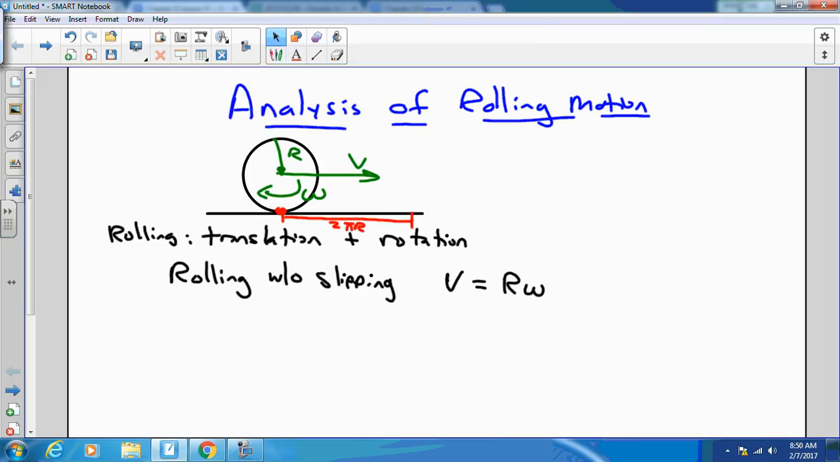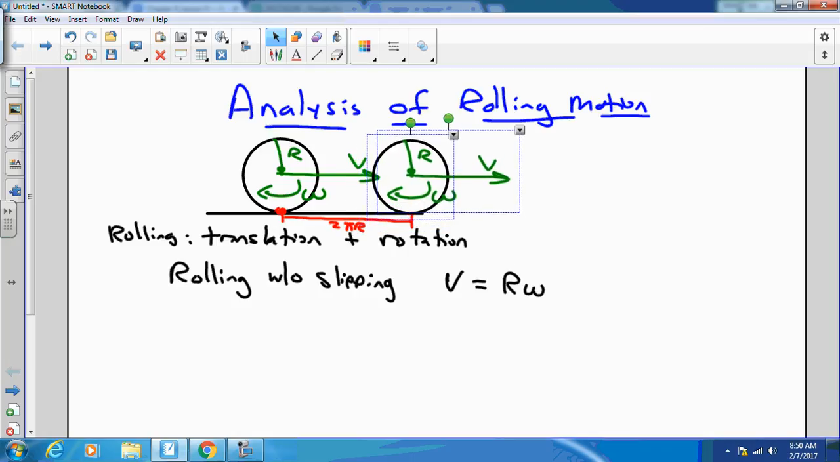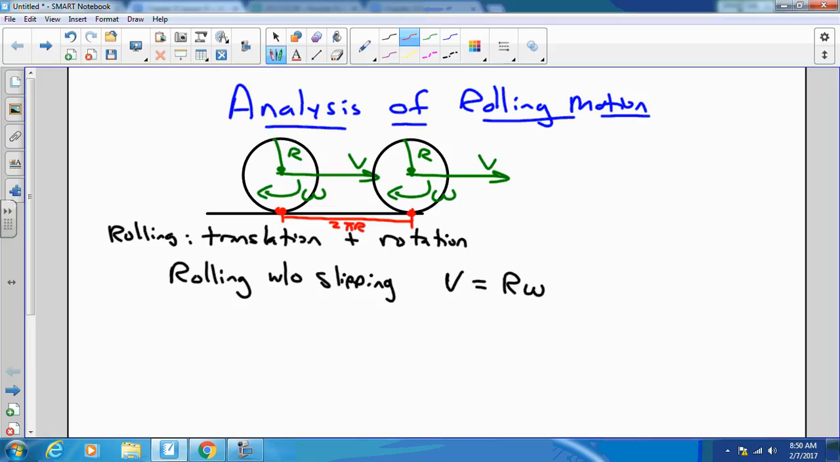So after one full rotation, the object is going to be in the same position that it was before. So that point P, which clearly has traveled one circumference in order to get to this point, and the center of the circle have traveled the same distance. So we have rolling without slipping causes v equals r omega.